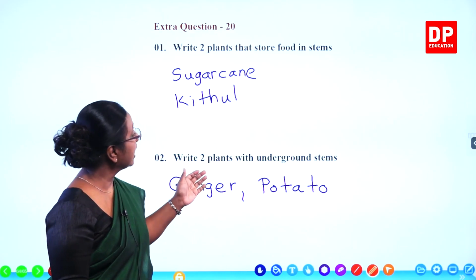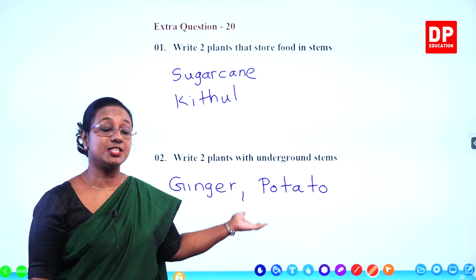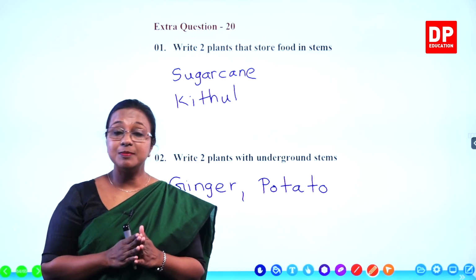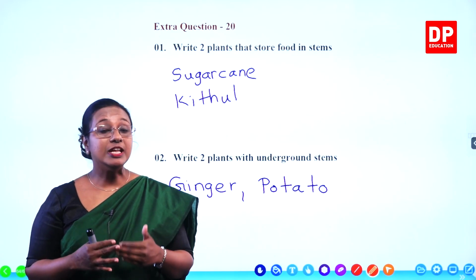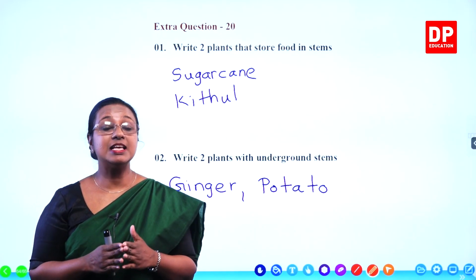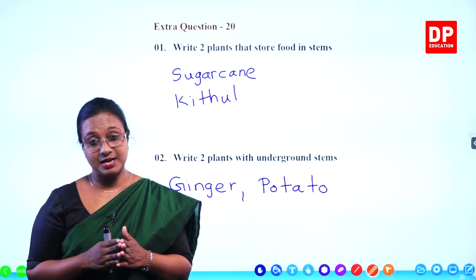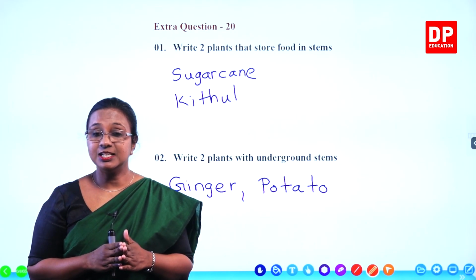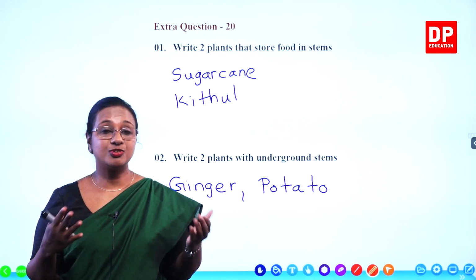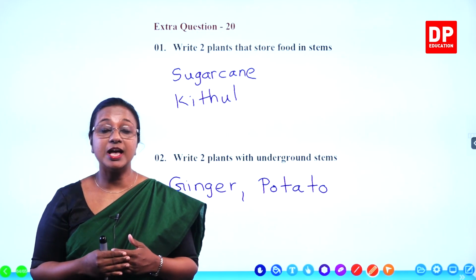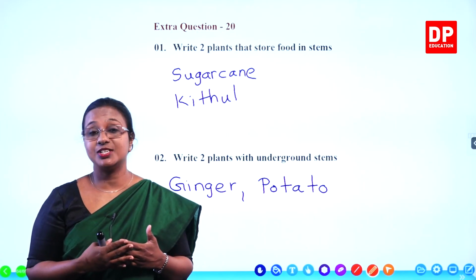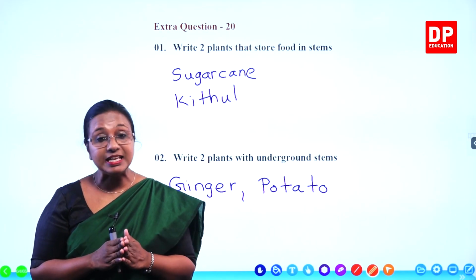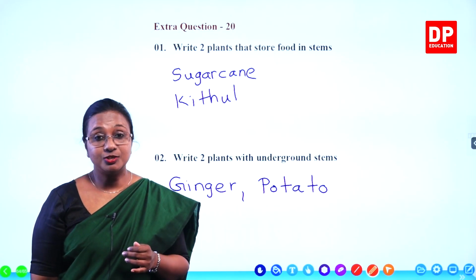So with that, I have come to the end of discussion of extra questions. And for that matter, I have completed the discussion on Unit 3, that is diversity of plants. So students, I'm sure you have understood the lesson. So listen to the discussion again to clarify doubts, read your textbook and practice as many questions as possible. That will make you competent to answer any type of question related to this lesson.